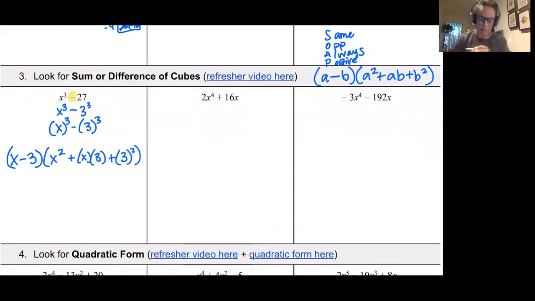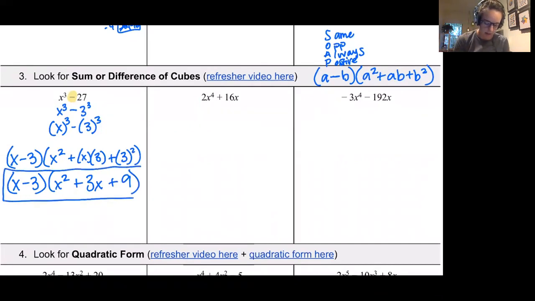So I just need to quickly simplify here. I'm going to have x minus 3, and then x squared plus x times 3 is 3x plus 9. For the difference or sum of cubes, it's always going to be one linear term at the beginning and then a quadratic term at the end. So it's always going to look like that when you're done.